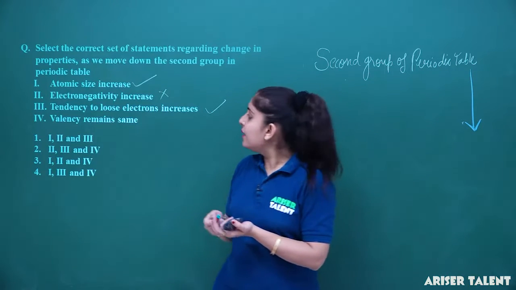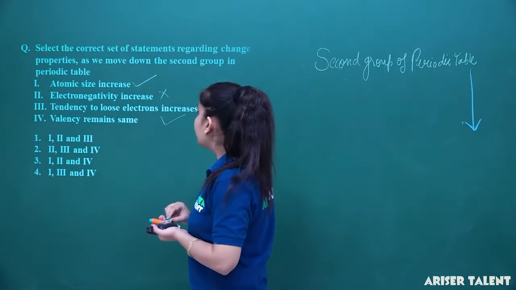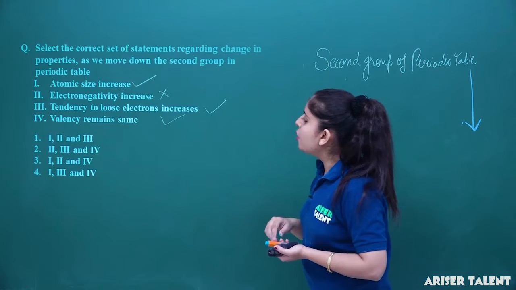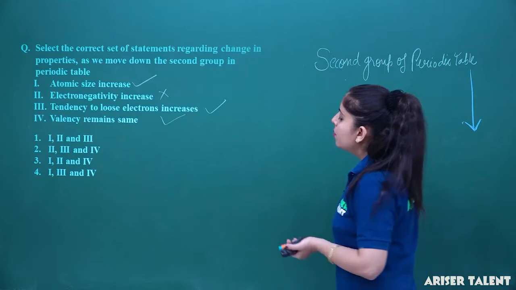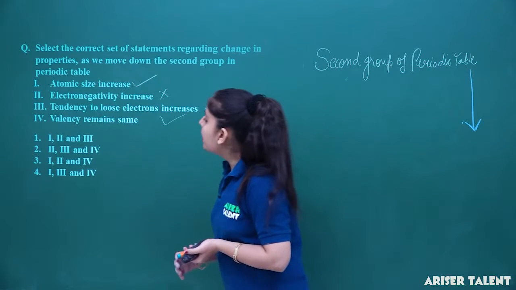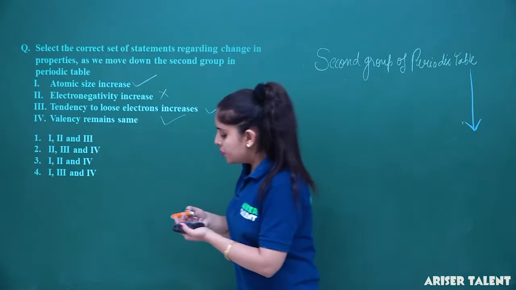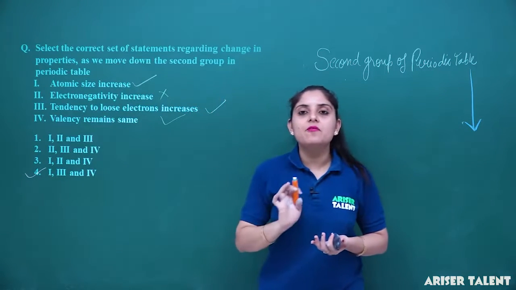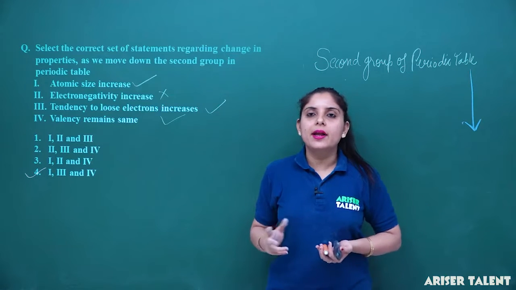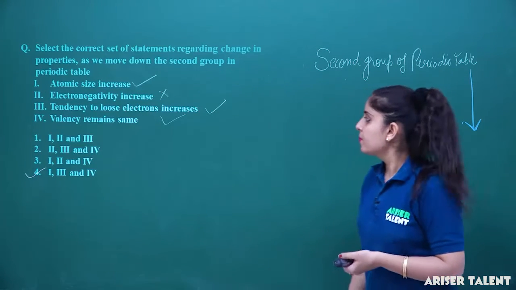So I can see here which options are correct. Options number 1, 3 and 4 are correct. So let us check the options here: 1, 2, 3; 2, 3, 4; 1, 2, 4; and 1, 3, 4. So our statements 1, 3 and 4 are correct here. So I can see that option number 4 is correct. This question is again from the trends in electronegativity and atomic radii. So trends are very important.